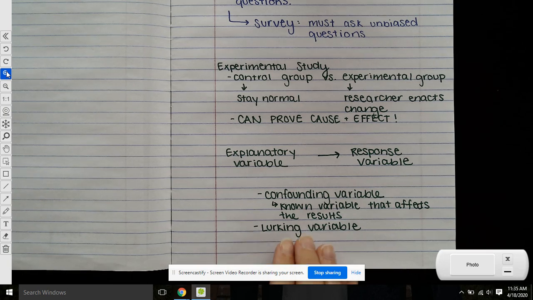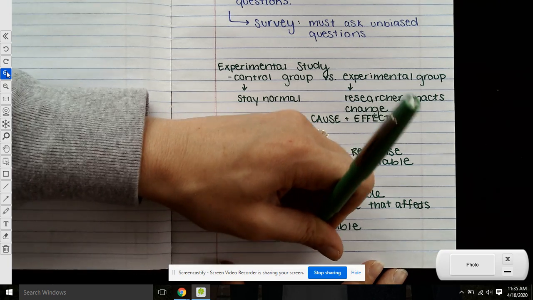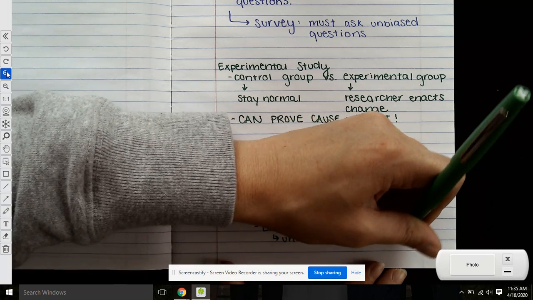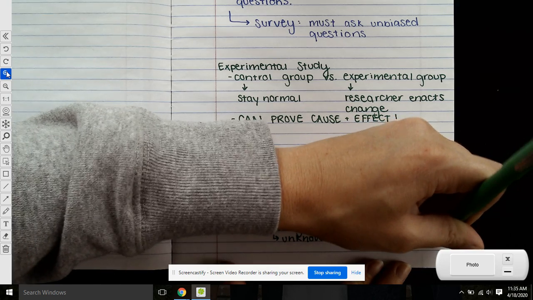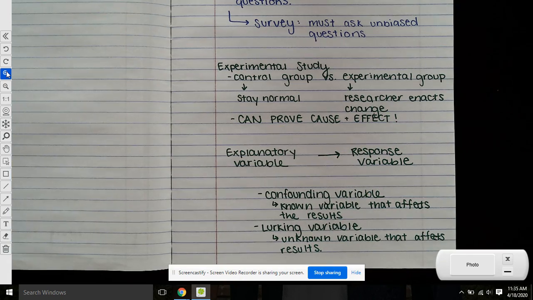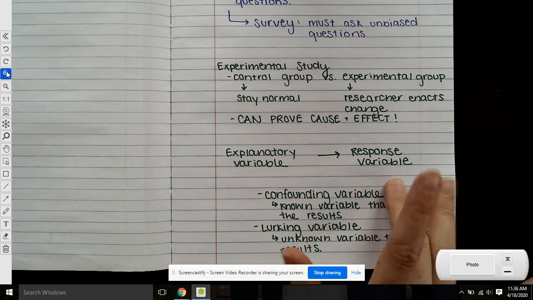And your lurking variable is the unknown variable that could also affect the results. So something that could be an unknown variable affecting your results of activity level versus weight could be something like a thyroid activity level. So you can have a hyperactive thyroid or I believe it's called a hypoactive thyroid. And that could also have an effect on how your activity level affects your weight.